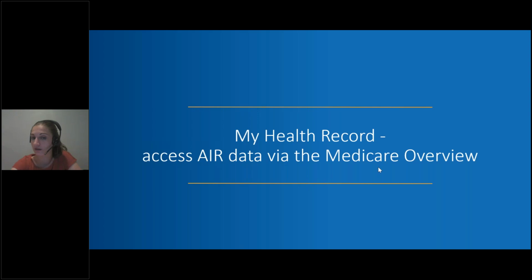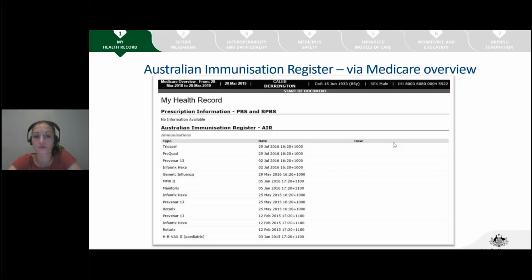You can access My Health Record quite easily through your clinical software. You don't need to open any other browsers. You don't need to log in or anything like that. It's quite straightforward for you to access the Australian Immunisation Register data through a patient's My Health Record. So all you need to know really is how to find this information through your software. So let's have a bit of a look at that.